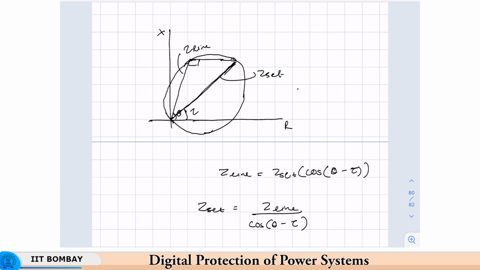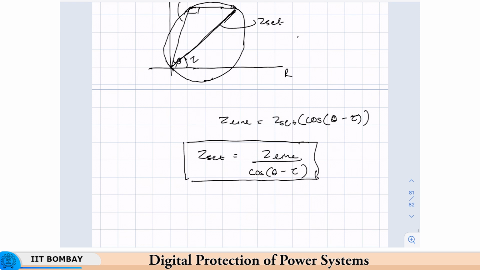Now that brings us to the actual setting part. Okay, we will discuss this a bit because it is important, and that is how what are known as zones of distance relay are set or are defined.